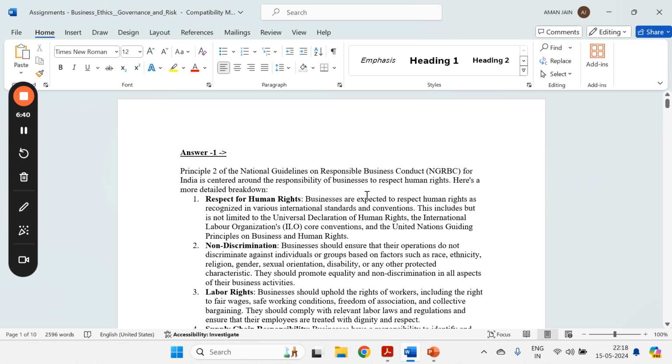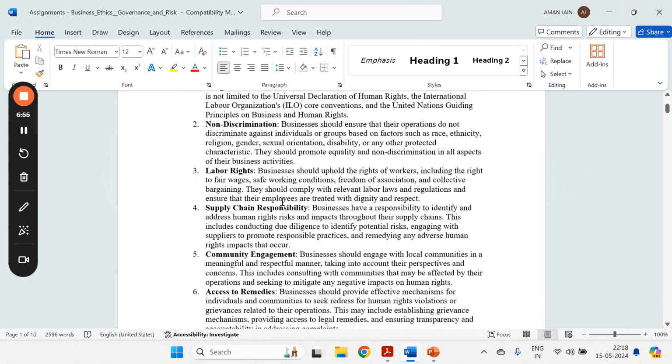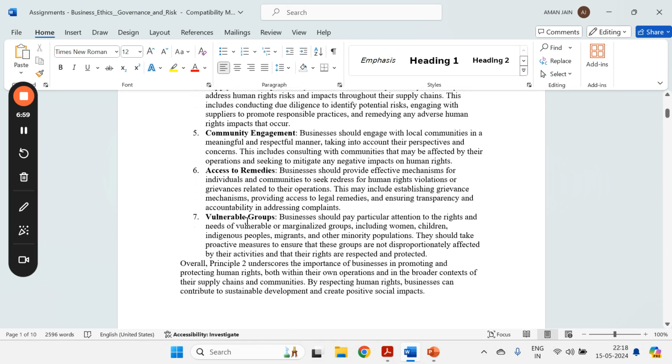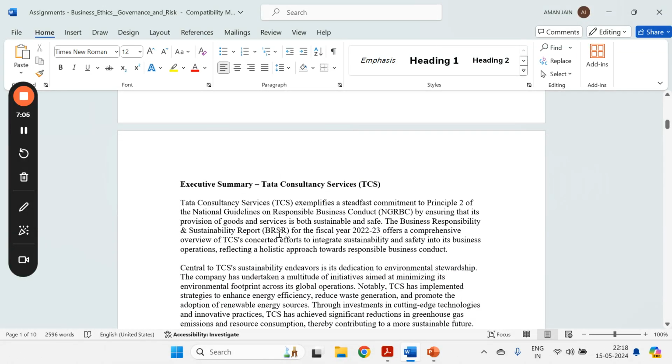If I talk about the first answer, I'll just walk through what I have written. For Principle 2, firstly I mention what Principle 2 of the NGRBC talks about. It talks about respect for human rights, non-discrimination, labor rights, supply chain responsibility, community engagement, access to remedies, and vulnerable groups. That is what I have highlighted about Principle 2. Then I brief the executive summary.